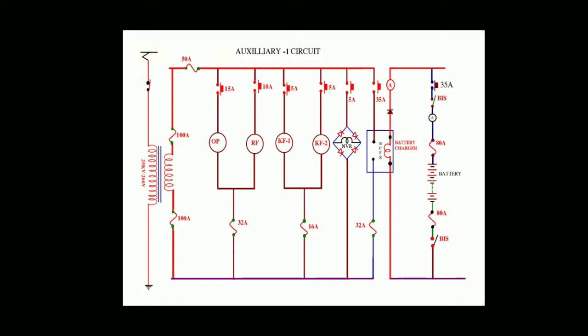KF1 and KF2 both are radiator fan motors. These motors are provided to cool transformer oil in the radiator. They are of 0.5 HP capacity. These motors are protected by a 5 amps MCB each on phase and on neutral by a 16 amps common fuse. These motors are provided below the motor coach under frame.